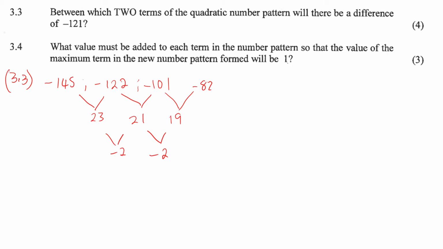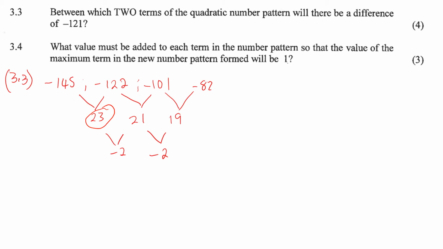Okay, so it says, between which two terms of the quadratic sequence will the difference be minus 121? Obviously, they're talking about the first difference, right? Will the first difference be minus 121? To answer this question, you can simplify it by saying, what if the question said between which two terms will the difference be 23? How would you solve that question?